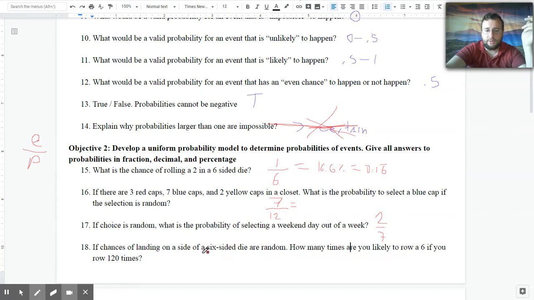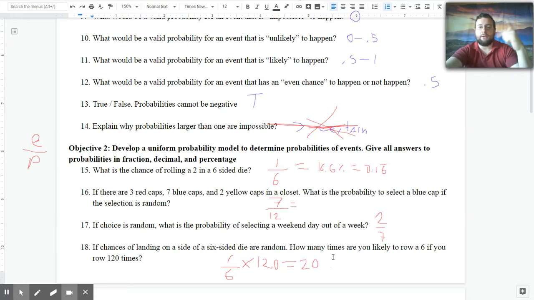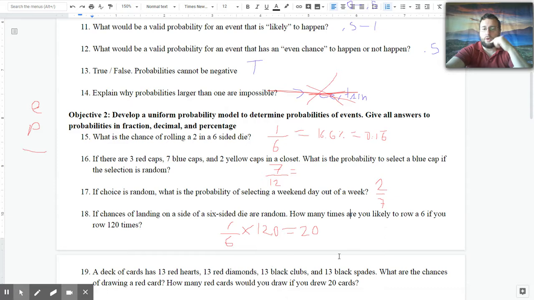So we're going to want the chance of landing on a side of a 6-sided die at random. What is the chance to roll a 6? It's 1 out of 6, just like the first problem we did, right? Now, we're doing this 120 times, though. So you have to multiply, and then you get your answer, which in this case would just be 20. So if you do this 120 times, you're likely to roll 6 about 20 times, since 1 in 6 rolls is going to be a 6, according to the chances.